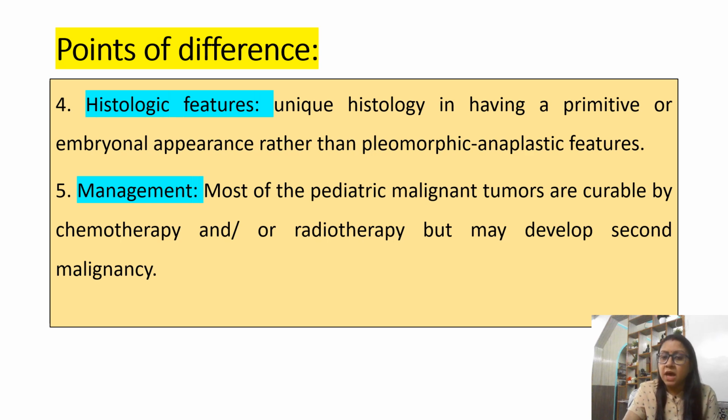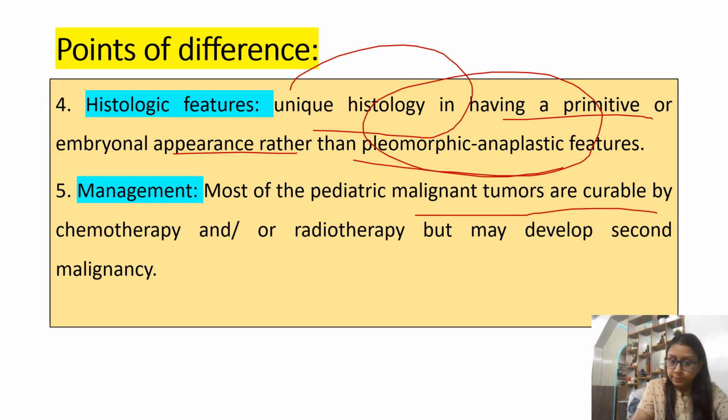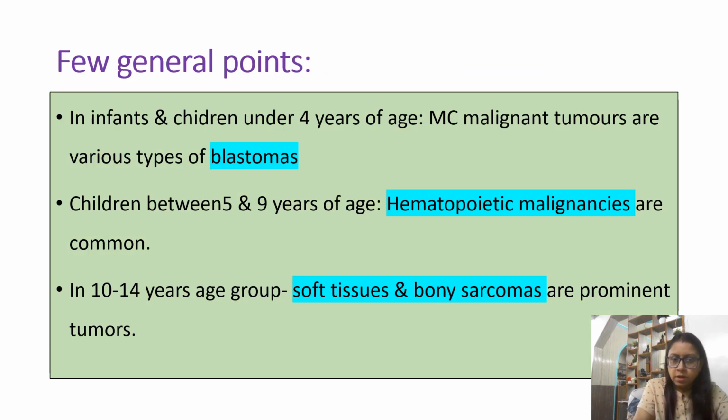Then the fourth point is they have a unique histology. The infancy tumors have a primitive or embryonal appearance rather than pleomorphic anaplastic. जो हम malignancy features पढ़ते हैं ना, cells, high NC ratio, marked pleomorphism, those features are less seen in your tumors of infancy and childhood. ठीक है. Management, most of the pediatric malignant tumors are curable by chemotherapy or radiotherapy, but they may develop a second malignancy.